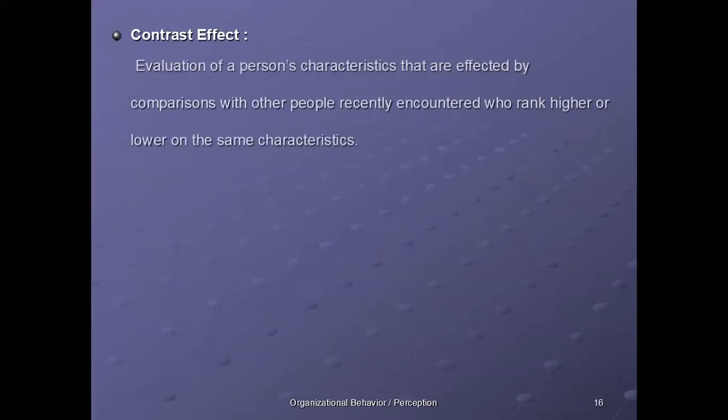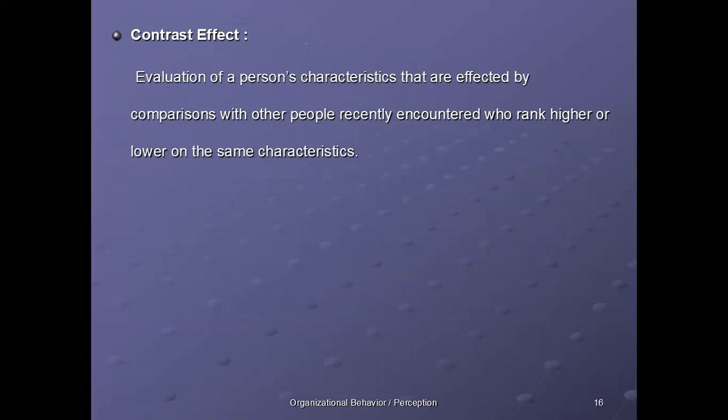Third is contrast. The figure ground principle comes in over here. It is the evaluation of a person's characteristics that are affected by comparisons with other people recently encountered who rank higher or lower on the same characteristics. So based on comparison, we make some judgments. We take this individual as a sample and then compare him with others. So we have a certain stereotype. We have a certain image about people in power, about women, about older men, about children. So we have stereotypes, which means we have templates on people's behavior almost on everything.